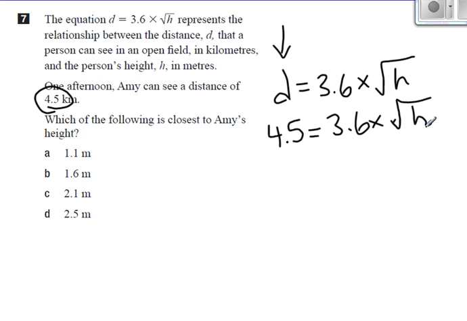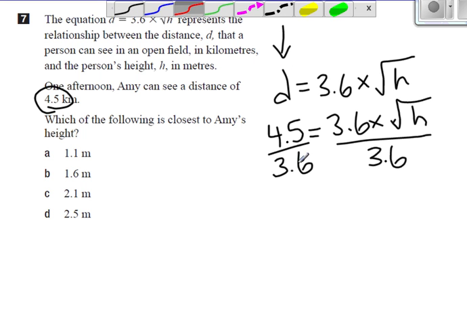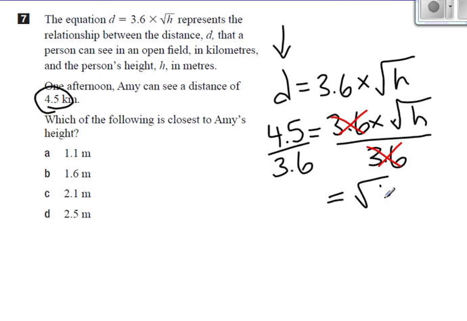So I have to undo all the math that I'm doing to h. For example, I'm multiplying by 3.6. How do you undo multiplication? Well, the answer is division. So to undo multiply, you do divide. So on both sides of the equation, I've divided by 3.6. What happens on the right is this simply cancels out this, and so I'm left with the square root of h.